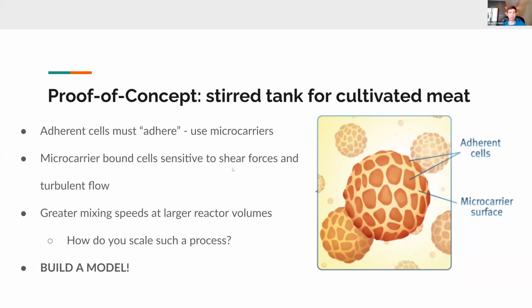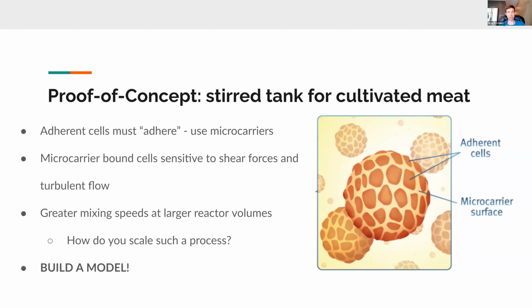So for the particular case of stirred tank reactors and cultivated meat, there are a number of different starter cell types under consideration, but a large grouping of them are what's called adherent, which means they must adhere to a surface to grow and proliferate. One way this is achieved in these stirred tank bioreactors is using small bead-like objects called microcarriers. There's a schematic of this process on this slide, and you can see all the cells adhering to a small sphere.